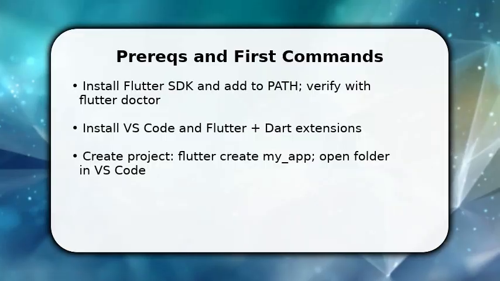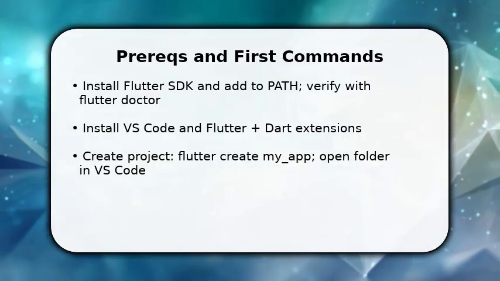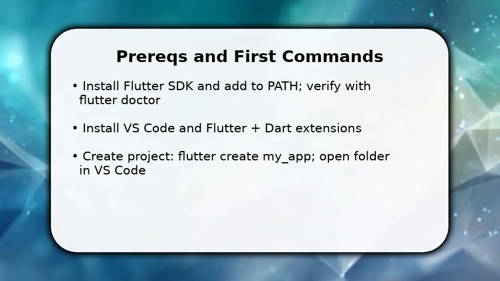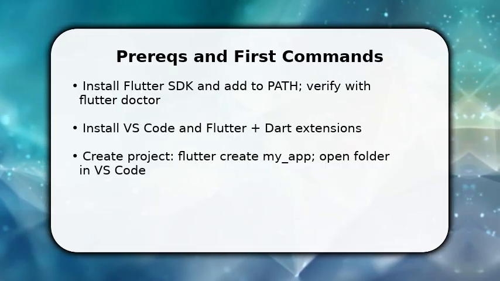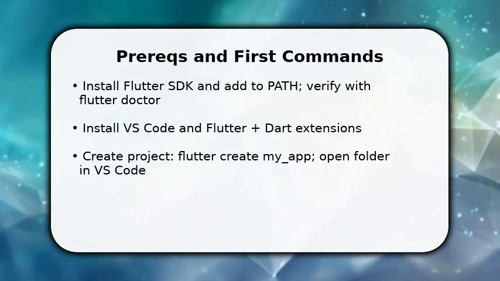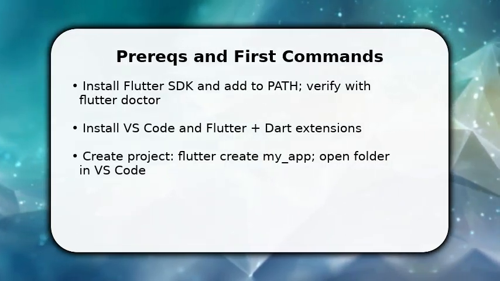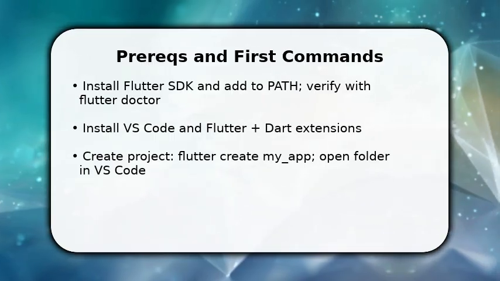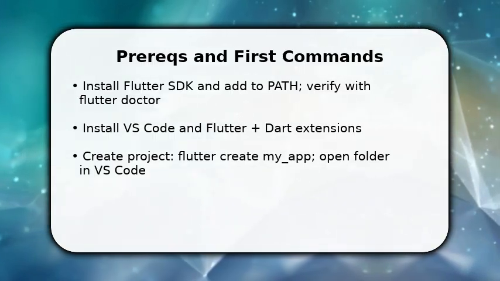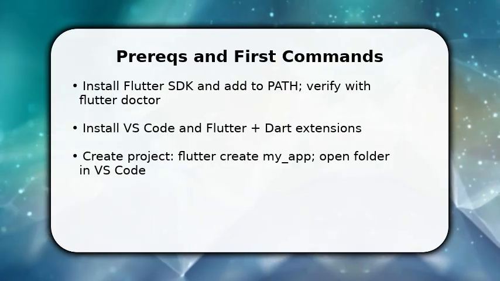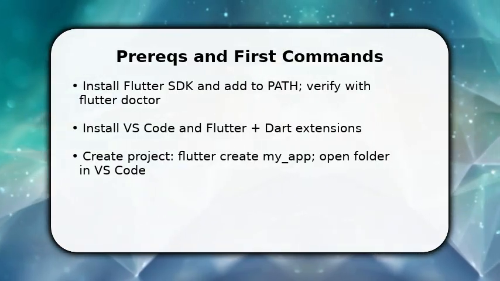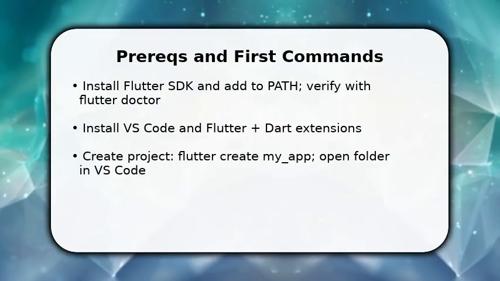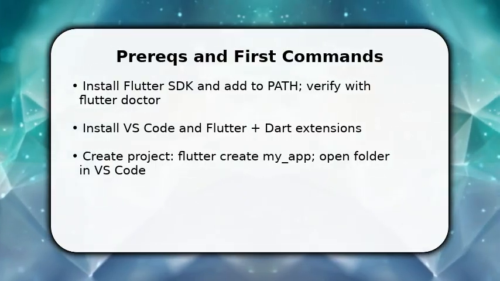Enjoy the video. You will start now by confirming prerequisites and running the very first commands. First, make sure Flutter SDK is on your path and run Flutter Doctor to resolve issues. Once done, install VS Code and the Flutter and Dart extensions so you have proper tooling. Next, create a new project with flutter create my_app and immediately open that folder in VS Code. This gets you from nothing to a working scaffold so you can run and iterate fast.